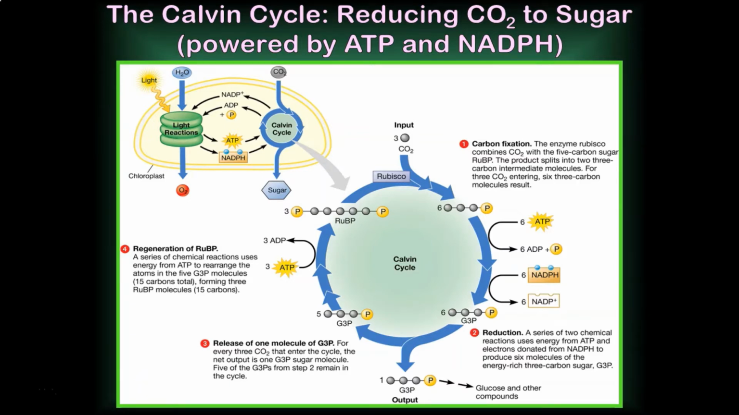Okay, so we just covered this part. We just covered the light reactions, and we just got our high energy products, and now we're going to use those high energy products to power this Calvin cycle to turn CO2 into a sugar. All right, well, how does this happen? First of all, the first step is carbon fixation. So CO2 comes in. Let's say 3 CO2 come in, okay?